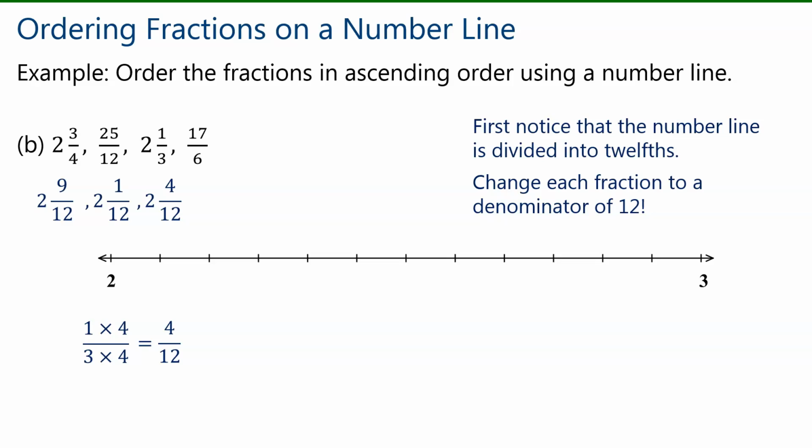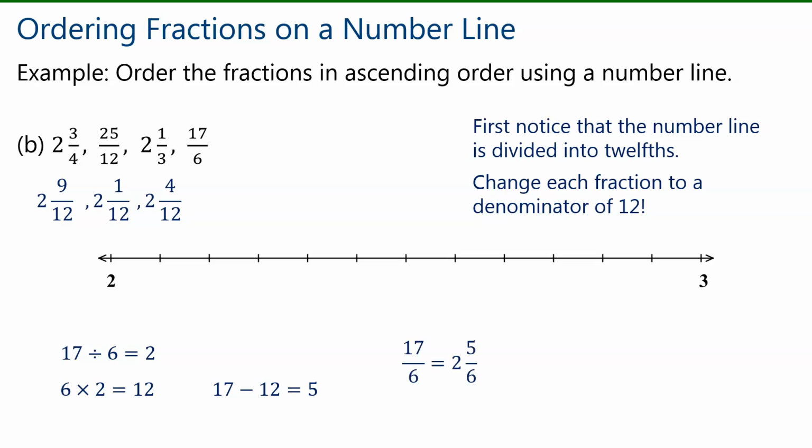Lastly, I have 17/6, which is another improper fraction. So let's change that to a mixed number. So 17 divided by 6 is 2. Then multiplying 6 and 2 together, I get 12. When I subtract 12 from 17, that gives me 5. So as a mixed number, I can write that as 2 and 5/6.